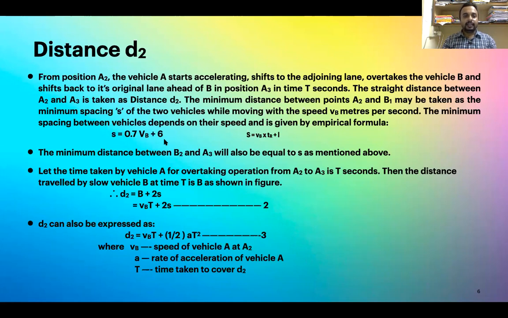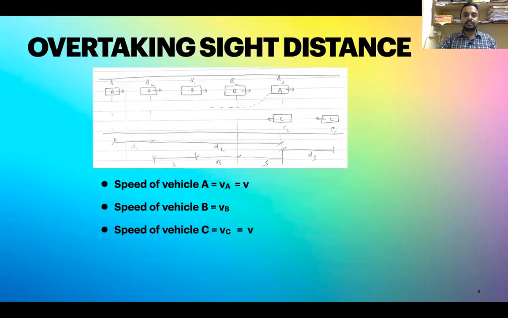Now it is said that let the time taken by the vehicle A for overtaking operation from A2 to A3 be T seconds, capital T. I have already said that. Now, in that capital T seconds, the vehicle B moves from B1 to B2 and vehicle A moves from A2 to A3. Please refer to the diagram. I have already said it. Now, please observe that in that particular time capital T, the D2 can be given as capital B plus twice S. Okay, you already know the value of S.